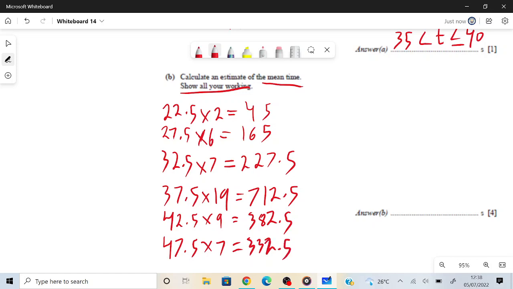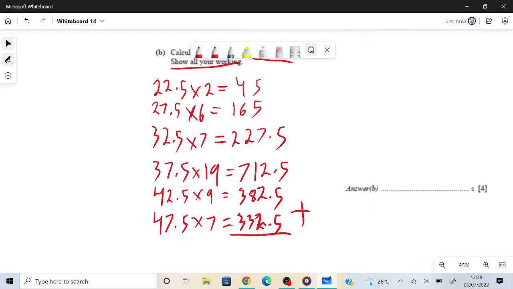So now that you have all your values, we know what to do next, and that is to simply add them all up. So using your calculator again, let's add them all up. That's 45 plus 165 plus 227.5 plus 712.5 plus 382.5 plus 332.5. Adding them all up, I have 1,865. And this is not the final answer by any means.